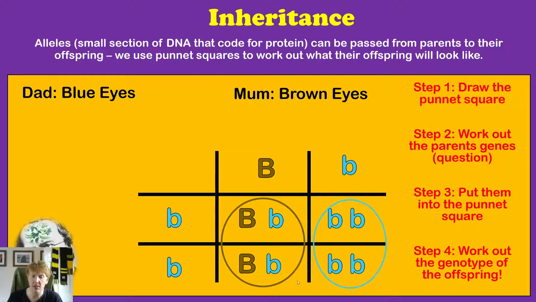And if you look at these offspring, there's 1, 2, 3, 4 of them, yeah? 2 from 4, or 50%, would have brown eyes, and 50% would have blue eyes, okay? And so we can predict what eye color the offspring will have based on these Punnett squares. And that's the basics of how we use them, okay?